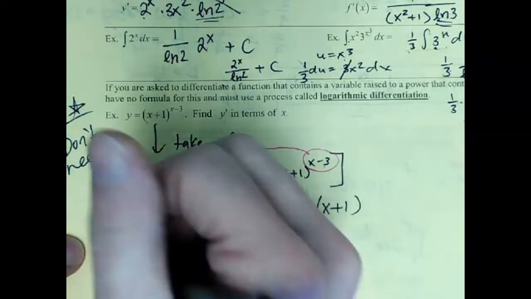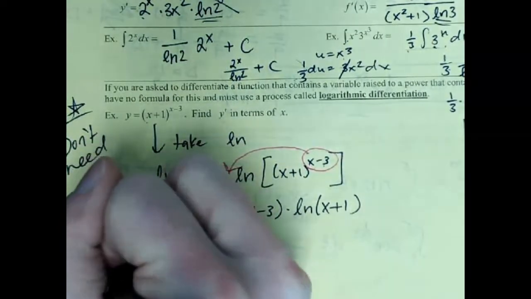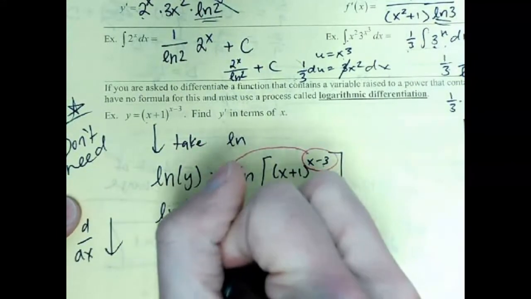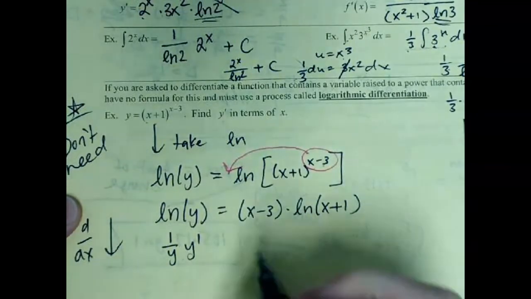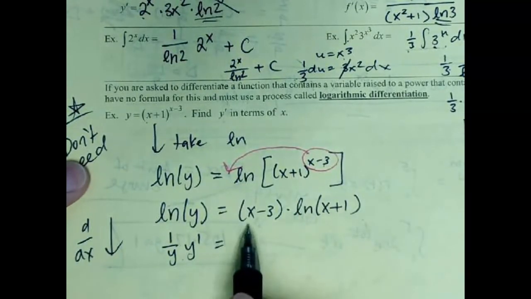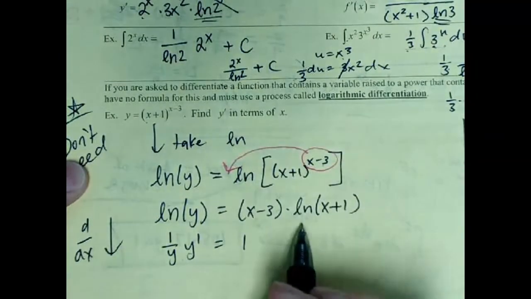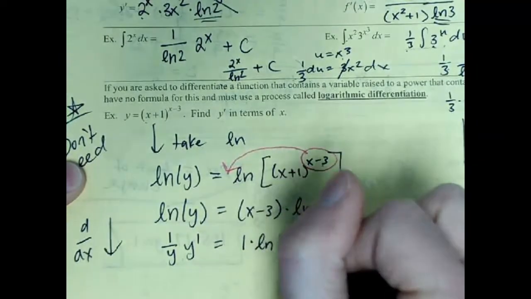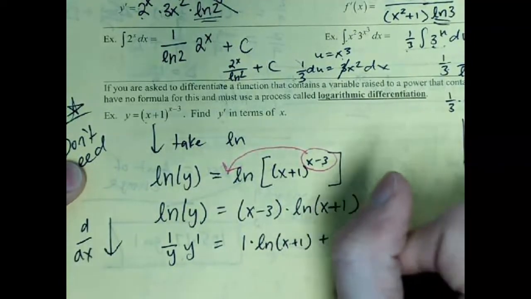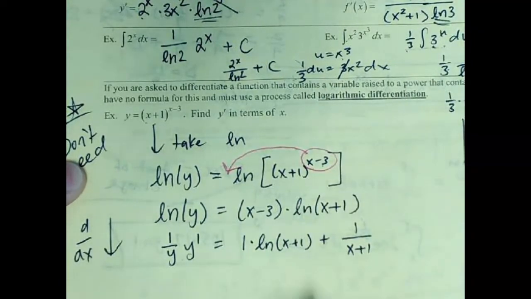Right, so now we'll go through and we will take the derivative. The derivative of ln of y is 1 over y times y prime. That's your dy dx. Over here, you're going to have to do product rule, but that's okay. The derivative of the first is 1 times the second. You just copy it. Plus, the derivative of the second would be 1 over x plus 1 times the first.